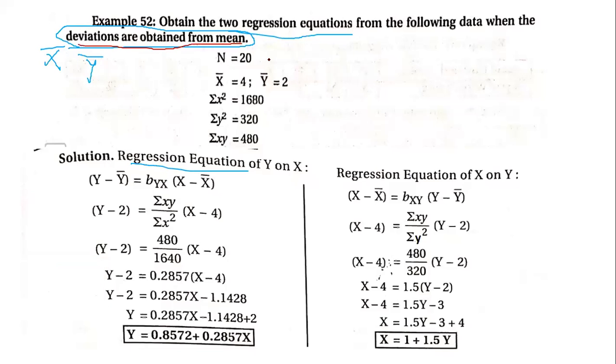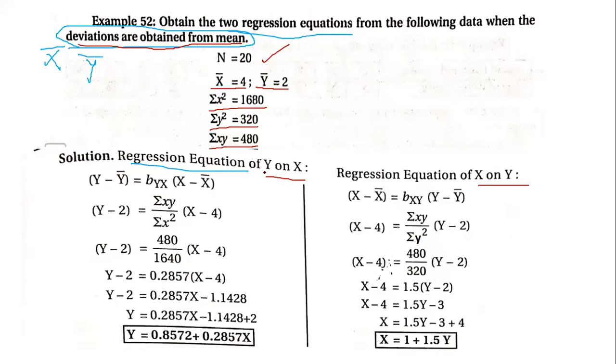So what is the data given? N is equal to 20. So we know what is N. Then x bar is given, that is 4. Y bar is 2. Sigma x square is 1680. Sigma y square is 320. Sigma xy is 480. So they've given us maximum of all the values. Now we just have to solve the equation with y on x and x on y. Now like the previous one, let us solve it together.